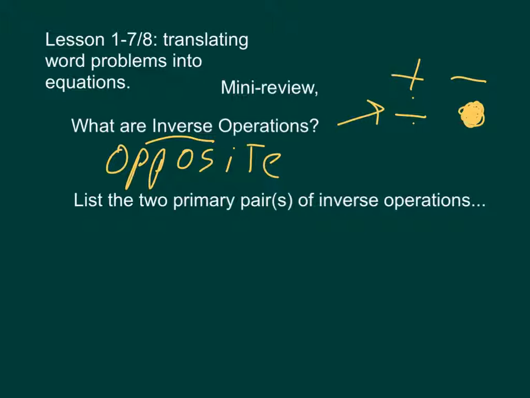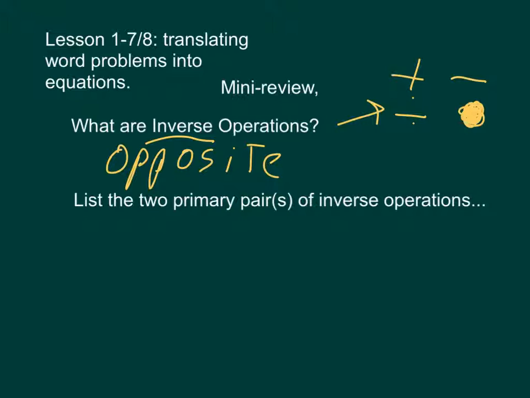Awesome. All right. Part 2 of your mini review. List the two primary pairs of inverse operations. You know, light, dark, fiction, non-fiction, moon, sun. Opposites in this case. Let's not get too much into the science of that because it's not exactly true in a lot of ways, but in math it is. Math tends to be cut and dried.